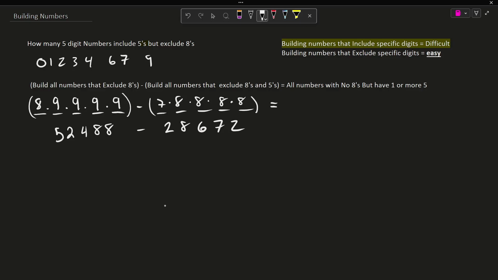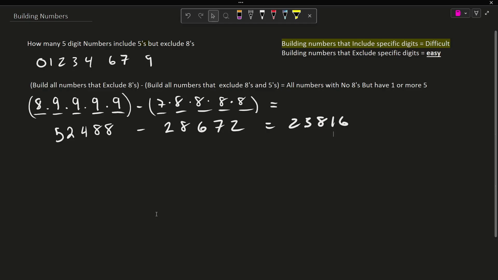Let me calculate it now. 52,488 minus 28,672. Hopefully I typed in those numbers right, is going to be 23,816. And that's our total number of ways, okay?